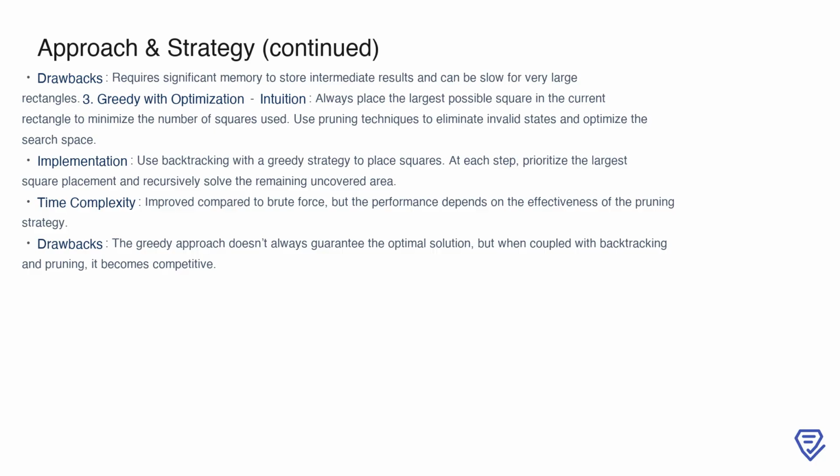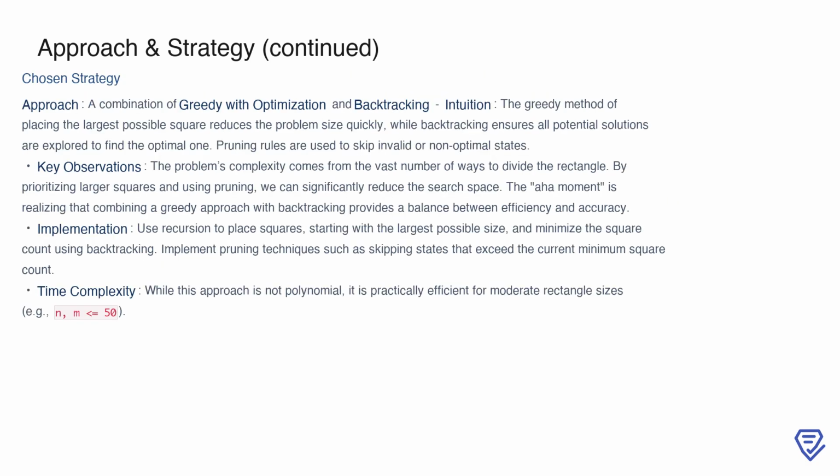This makes it an appealing alternative for tiling problems, especially when computational resources are a concern. The chosen strategy combines the greedy approach with backtracking. By placing the largest possible square first, the greedy method effectively shrinks the problem size. Backtracking, in turn, ensures that all potential solutions are explored, allowing us to identify the optimal one.